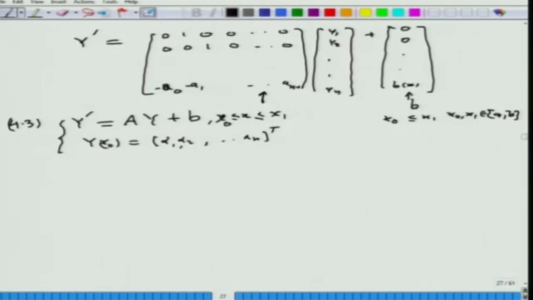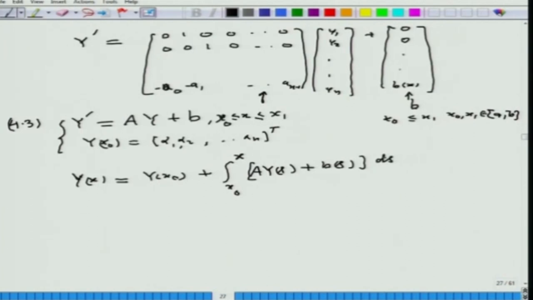written from 4.2, which was in turn written from 4.1. So, this 4.1 is equivalent to 4.2, that is the system of first order equations, and 4.2 can then be written in the matrix form like this, 4.3. Now, this is reduced equivalently to the integral equation like this: y(x) = y(x₀) + integral from x₀ to x of (A y(s) + b(s)) ds. Here A is a function of x, because all these entries are functions of x.